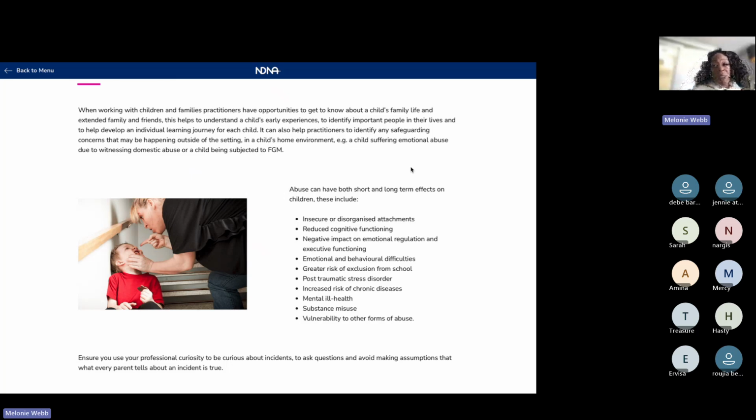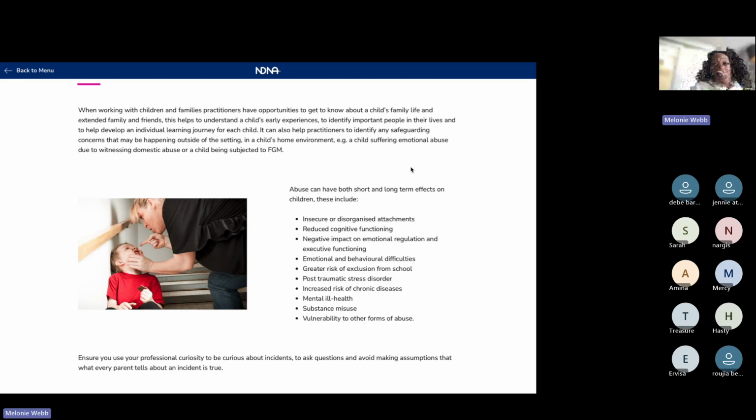Anyway, when working with families, practitioners have opportunities to get to know about the child's family life and extended family and friends. It helps us to understand their early experiences, allowing us to identify important people in their lives and help develop an individual learning journey for the child. It helps practitioners to identify any safeguarding concerns that may be happening outside of the setting, in a child's home environment, or if a child is suffering emotional abuse due to witnessing domestic abuse, or a child being subjected to FGM.